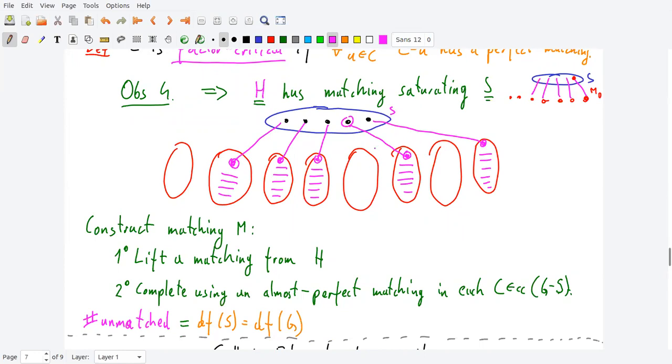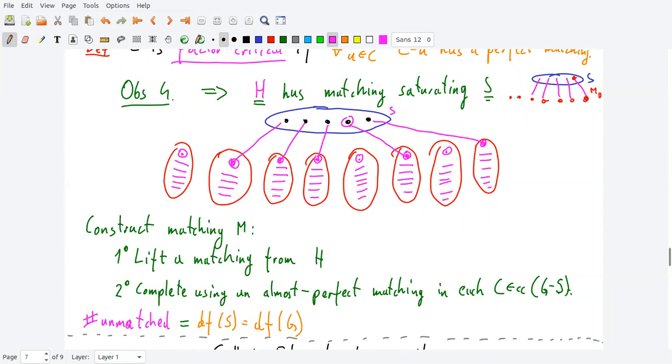And in all the other components, well, they are odd, so I need to leave at least one vertex unmatched. But I can pick it in any way and then fill it up using factor criticality to an almost perfect matching, meaning that everybody is matched apart from this one vertex that is unmatched.